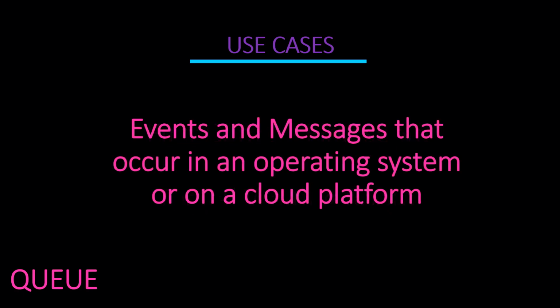Another use case would be the events and messages that occur in an operating system or on a cloud platform. So when you think of platforms like AWS or Azure, a lot of times if you've got resources on their platforms, you're communicating via events, and your resources are receiving those events in a queue. And that's the order in which they're handling them.